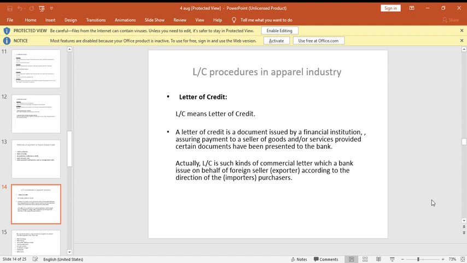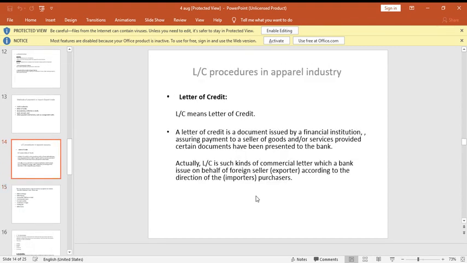Actually, a letter of credit is a kind of commercial letter which a bank issues on behalf of a foreign seller, that is the exporter, according to the direction of the importers or purchasers. This is called the meaning of the letter of credit. That means you are giving the money in the form of a letter of credit.